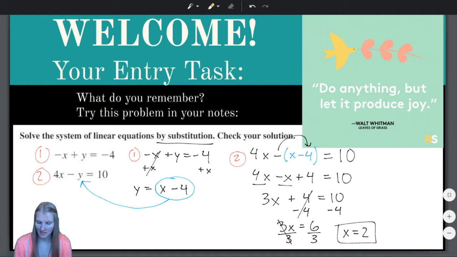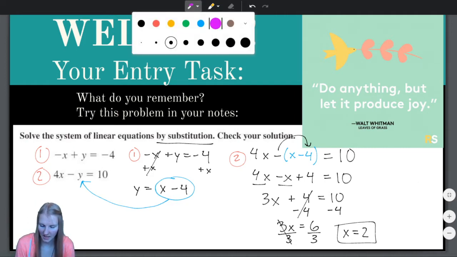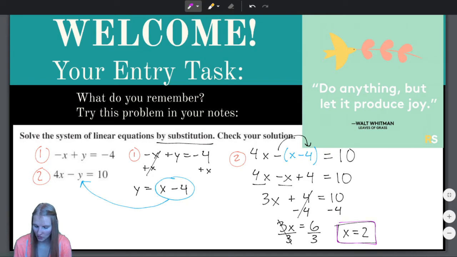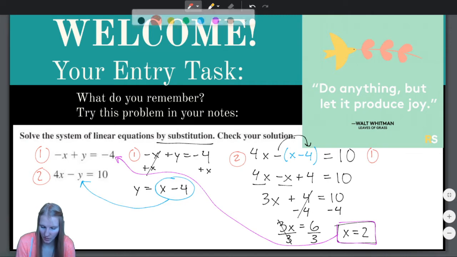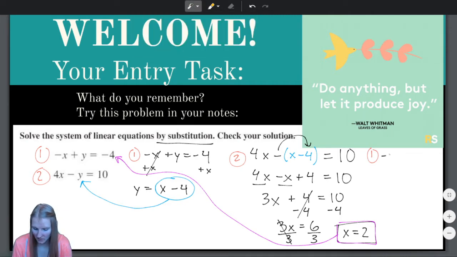So now I need to take this x equals 2 and plug it in to one of our original equations. Which one do you think is going to be easiest to plug it into? I think number 1. I'm going to plug it into equation number 1. So let's take equation number 1. We have negative x plus y equals negative 4. It's getting a little cramped. Let me rewrite that.